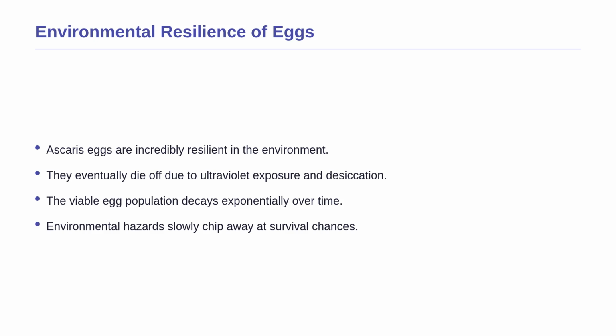So, we have seen that millions of eggs are produced, which brings us to an important question. How long do they survive outside the body? Ascaris eggs are incredibly resilient, but they are not invincible. They do eventually die off in the environment due to harsh conditions like ultraviolet exposure from the sun and desiccation, or drying out. Because they die off at a rate proportional to their current number, the population of viable eggs decays exponentially over time. Understanding this exponential decay perfectly models how environmental hazards slowly chip away at the parasite's survival chances in the soil.